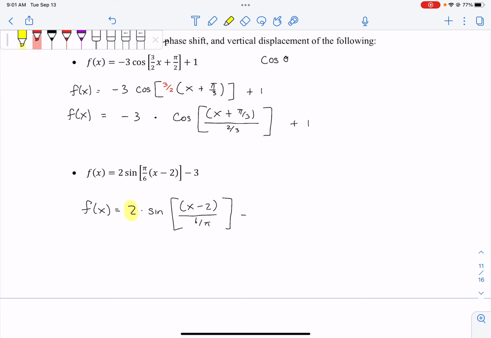We have a vertical expansion by 2, horizontal expansion by 6 over 2 pi, or around 1.8, 1.9. You're moving to the right by 2, and then you're moving down by 3. So we relate this back to the transformations unit, and all we have to do is move it up, down, left, right, do some sort of reflection, and then maybe stretching, expanding, or shrinking, compressing.